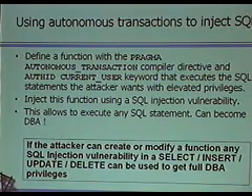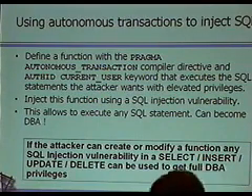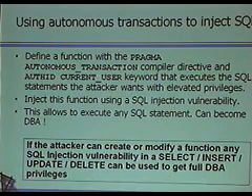So how can we write the attacker-defined function so that we can execute any SQL statement? We define that function with the pragma autonomous transaction compiler directive. So we put the injected code in that function, and we can execute any SQL statement. As a conclusion, if the attacker can create or modify a function, any SQL injection vulnerability in a select, insert, update, or delete can be used to get full DBA privilege.